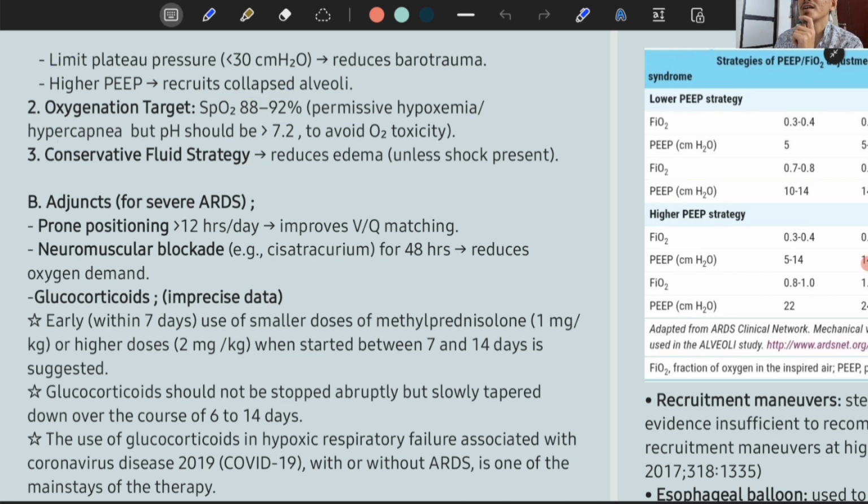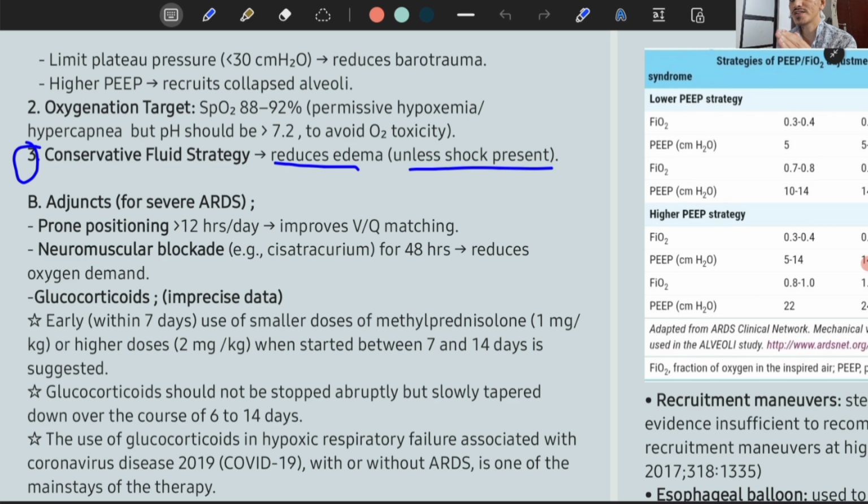One more important point is conservative fluid strategy. You should not give more and more fluids to the patient, because already there is fluid in the lungs. If you infuse more fluids, you are increasing the edema. To reduce the edema, you use conservative fluid strategy unless shock is present. If shock is present, you need to give fluids. So till that time you use conservative fluid strategy.